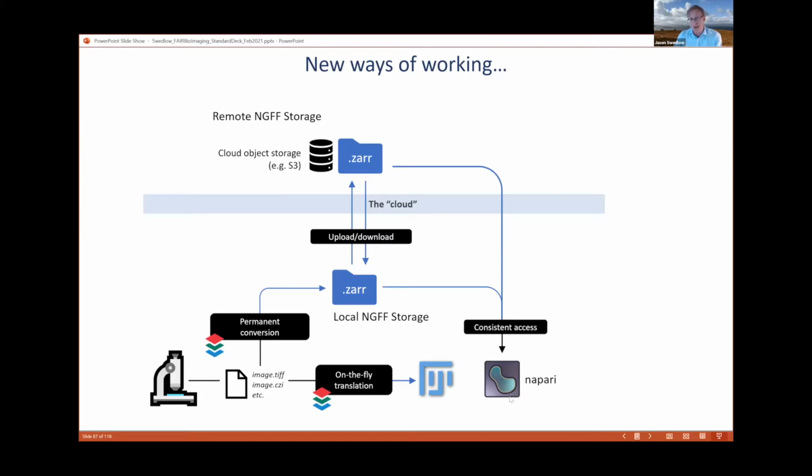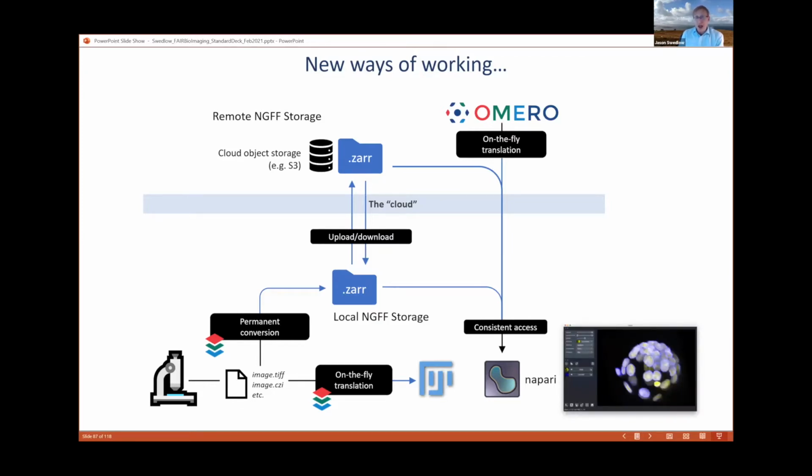One of them is Napari. This is an open source project. So that streaming access to these data sets is now possible. We can make OMERO support exactly the same thing. And actually, this is now all working. And so these data sets that we have, example data sets that are in IDR, which now are available in this cloud-based format.